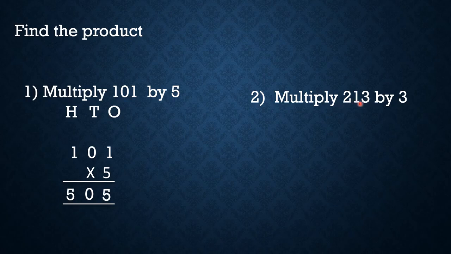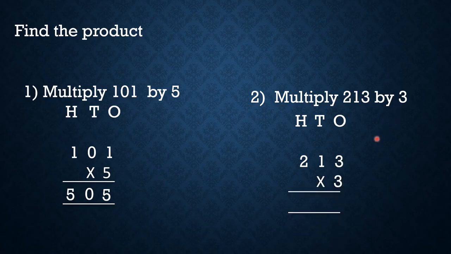Now in question number 2, multiply 213 by 3. Here 213 is the multiplicand and 3 is the multiplier. So first of all we will add 3 places, ones, tens and hundreds. Then 213 multiplicand and 3 multiplier. So let's start from our ones place. 3 multiplied by 3. So 3 ones are 3, 3 twos are 6, 3 threes are 9. So we'll write 9 here in ones place column.